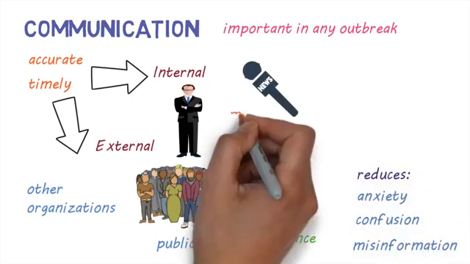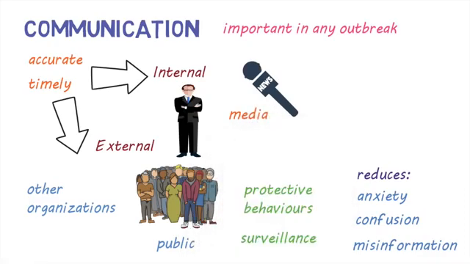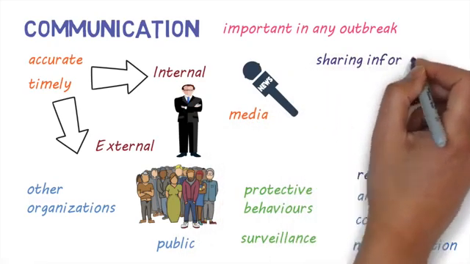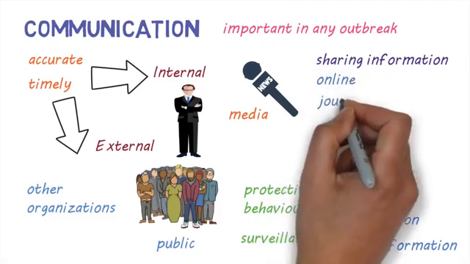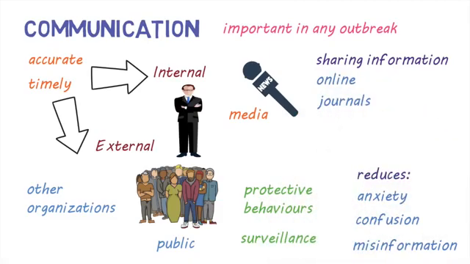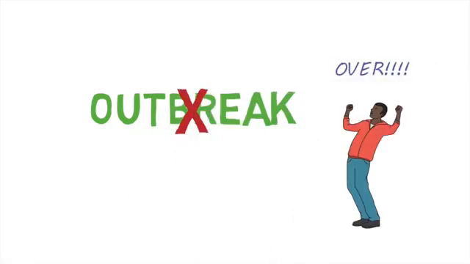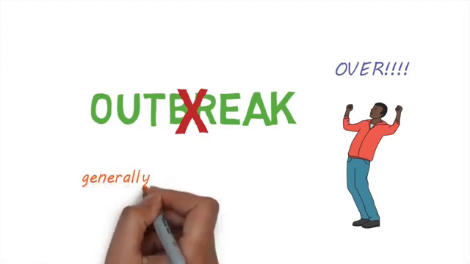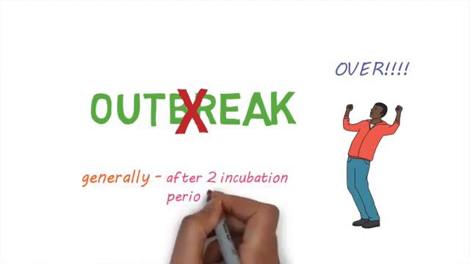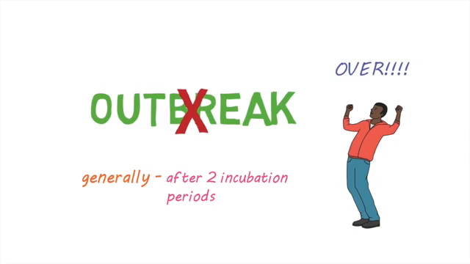The media can be a useful partner in outbreak communication. Sharing information about the outbreak using online forums or scientific journals, and describing what measures were taken that were effective and what lessons were learned can help others manage future outbreaks. Finally, once the investigators are satisfied that the outbreak is under control, it must be declared over. For infectious diseases, this is usually when there are no cases after 2 incubation periods have passed.